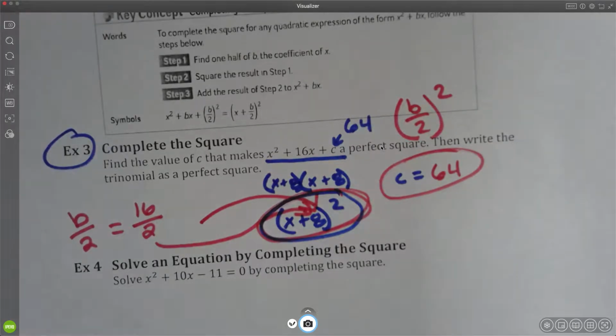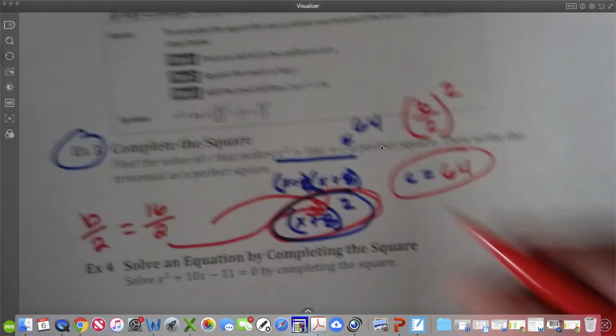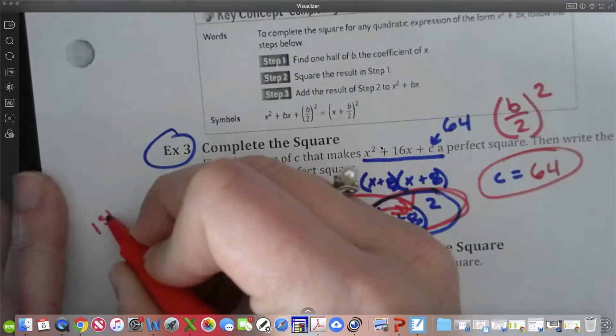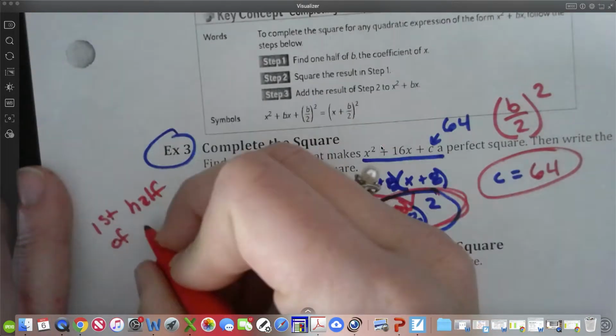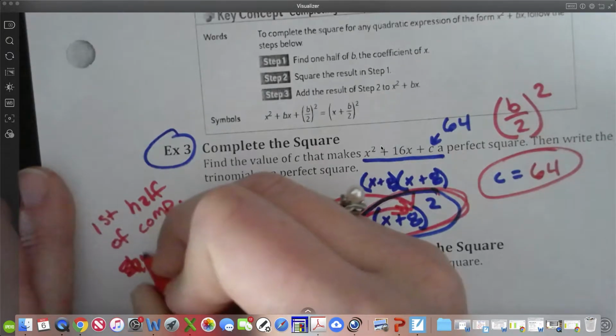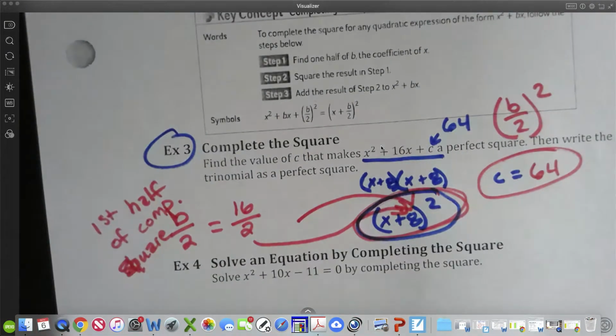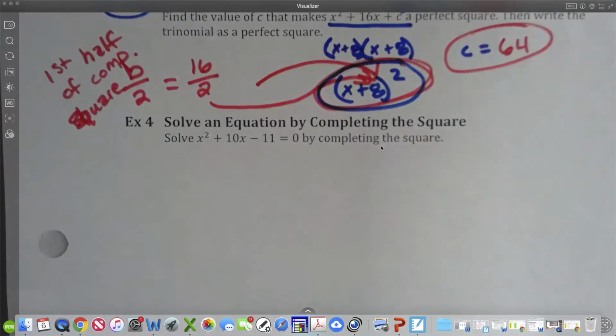All right, so that's the front half. This is the first half of completing the square. There we go. That's the first half of completing the square. Now we're going to put the 2 together. We're going to put the 2 pieces together. So example 4, we're going to do both of those at the same time. We're going to combine them, all right? And it's not going to be terrible, right?